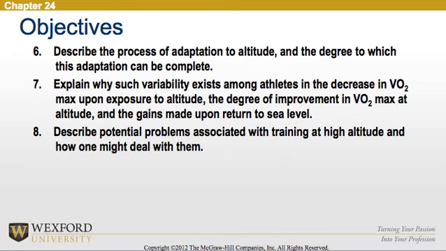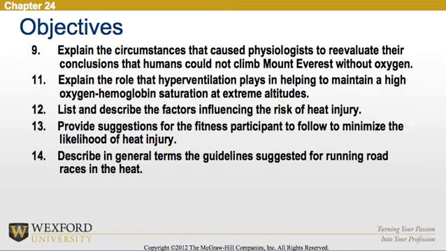6. To describe the process of adaptation to altitude and the degree to which this adaptation can be complete. 7. To explain why such variability exists among athletes in a decrease in VO2 max upon exposure to altitude, the degree of the improvement in VO2 max at altitude, and the gains made upon return to sea level. And 8. Describe potential problems associated with training at high altitude and how one might deal with them.